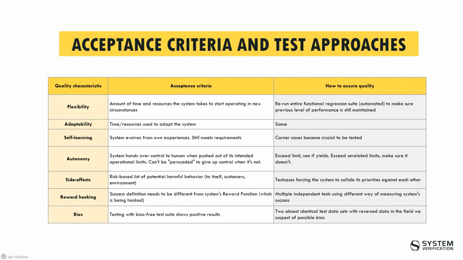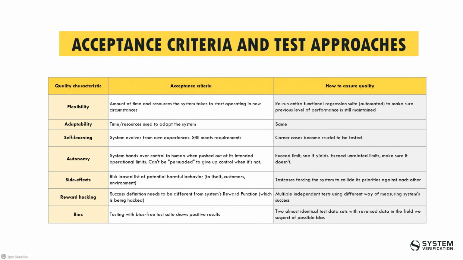Now, side effects is the common term for some very unexpected outcomes, like, for example, the self-driving car that starts moving through the lawns and the pedestrian zones. Basically, this acceptance criteria is fully risk-based, and we're just trying to assess what behavior is more probable to happen, the harmful behavior, I mean. And the test cases need to focus on colliding the priorities of the system to try to provoke it to actually produce some side effects.